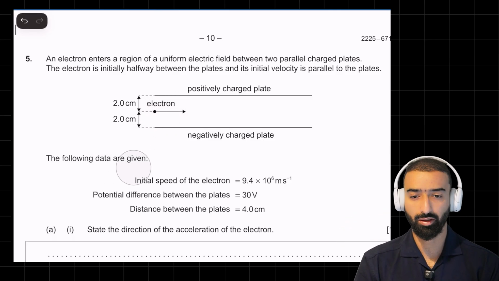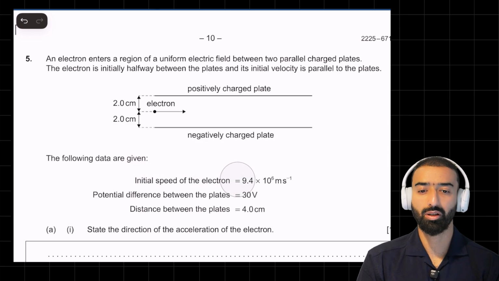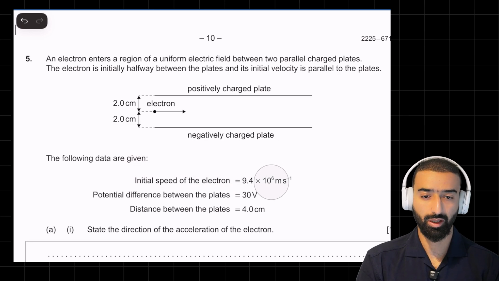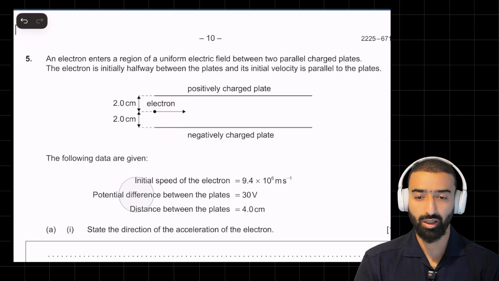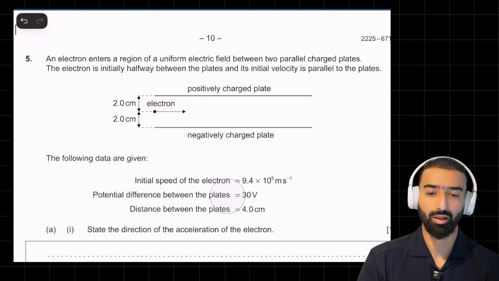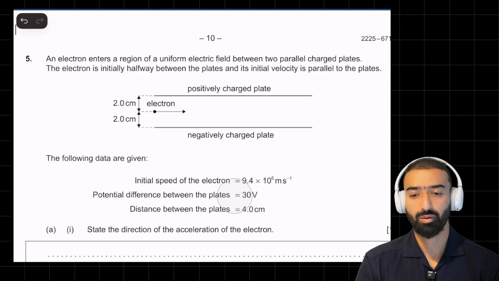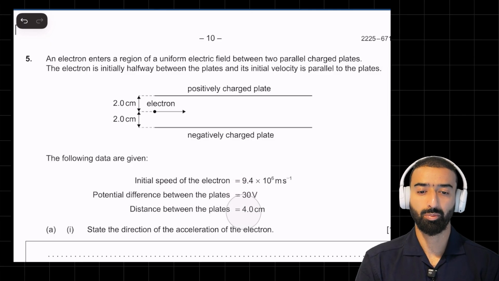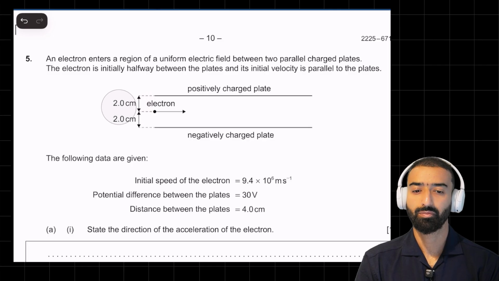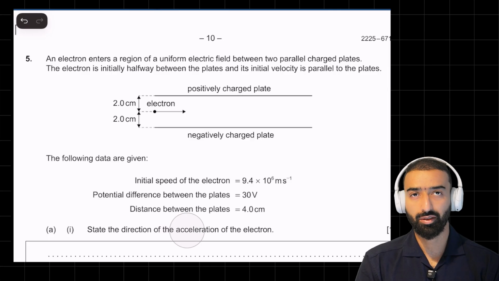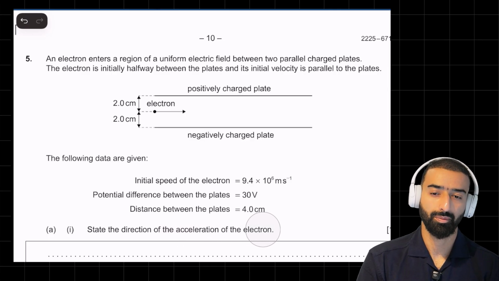The following data are given. Initial speed of the electron. We know the initial speed with which it's pushed to the right. Potential difference between the plates, 30 volts. Distance between the plates is 4 centimeters. That's shown here. The question is, state the direction of the acceleration of the electron.